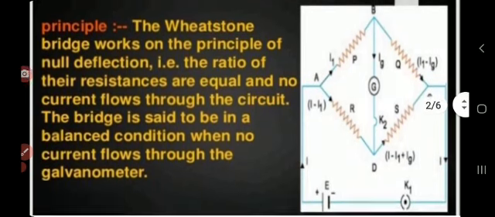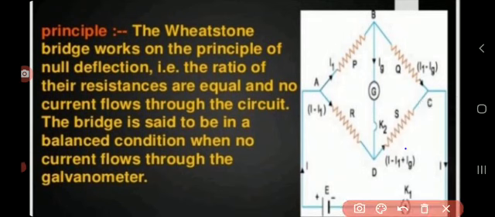You see the circuit diagram over here. Suppose battery delivers a current of I ampere. It comes to the terminal A. Then it is divided into two parts. One is I1 through the resistance P, and rest of the current, that is I minus I1, is passed through R.